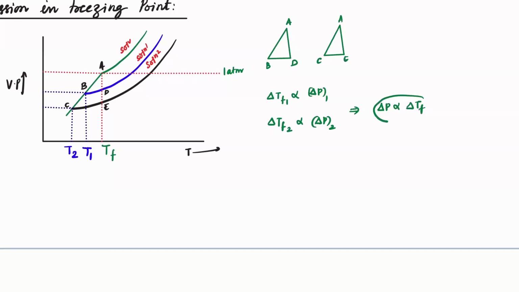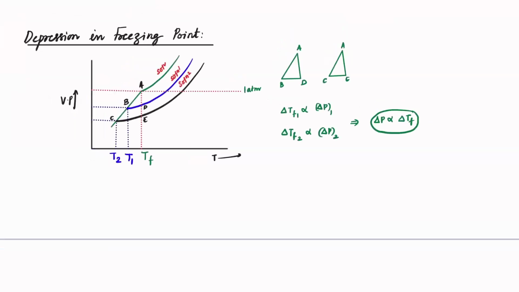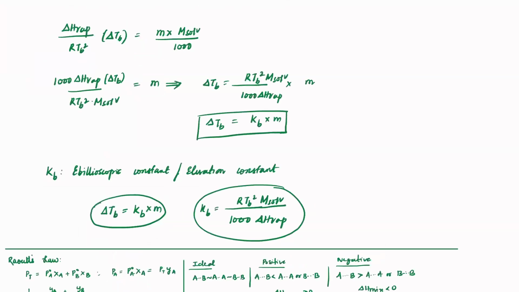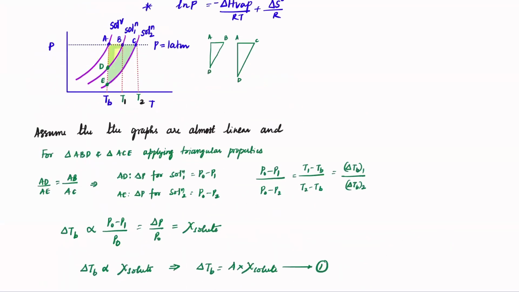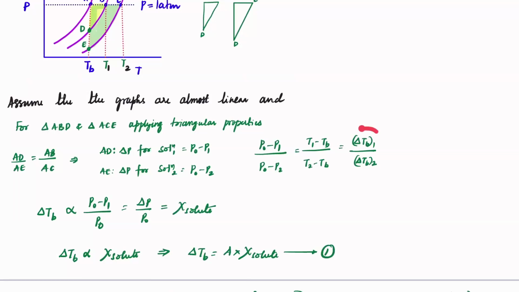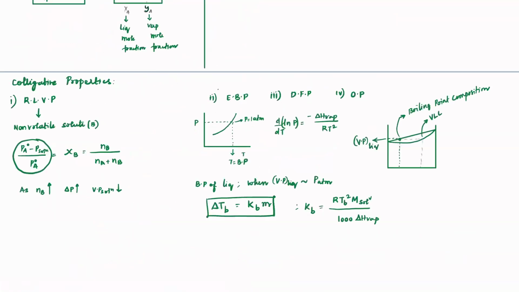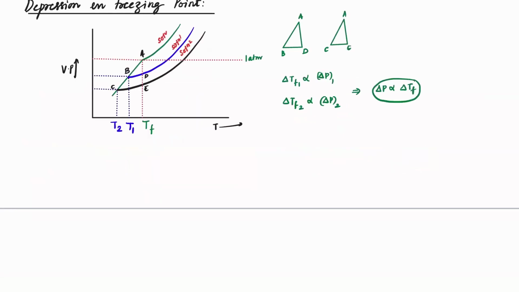Just like how we identified that relative lowering of vapor pressure was proportional to the difference in the boiling point temperature earlier. Going back to this graph, this is what I'm trying to tell. This is the same thing we discussed, that change in the vapor pressure is directly proportional to change in the boiling point. Same way I'm doing it for the freezing point also. So now you could relate that the same kind of graph can be related here as well. Got it?